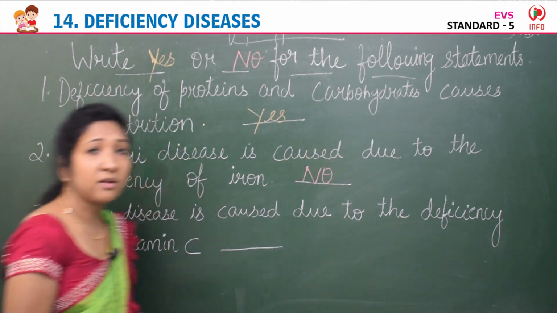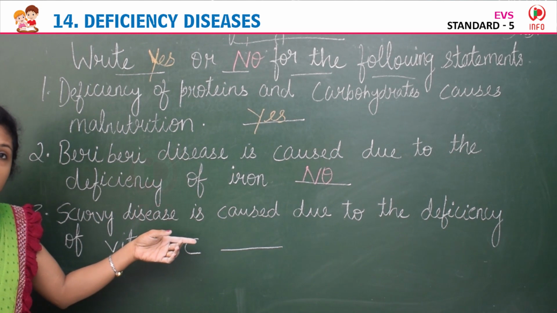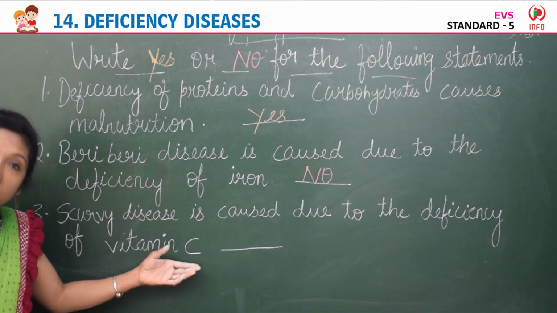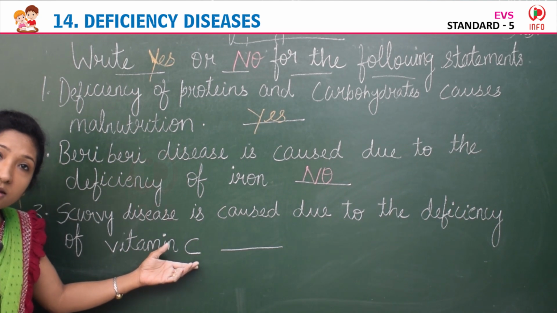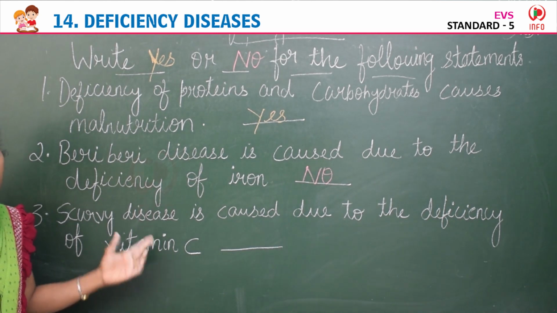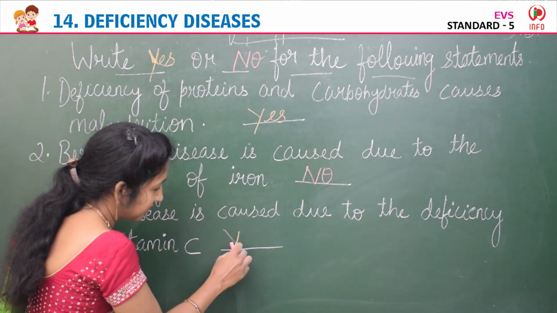Now coming to the third one. Scurvy disease is caused due to the deficiency of vitamin C. Is it right, children? Yes, deficiency of vitamin C causes scurvy. So the answer is yes.